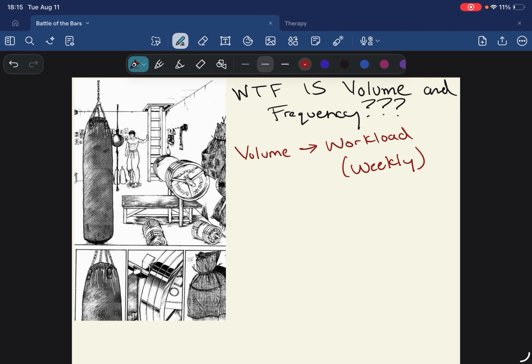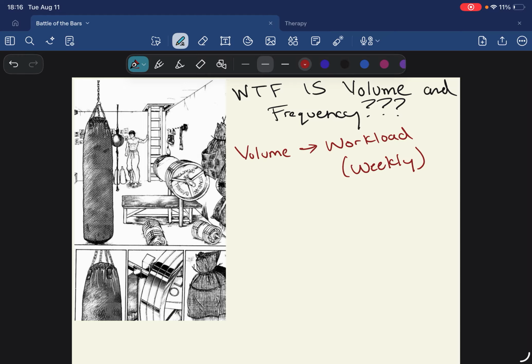Workload. So volume is going to be your workload, and typically is going to be measured throughout the week. To be more specific, volume is basically the total amount of work done on a muscle based on a certain amount of sets per muscle group per week.